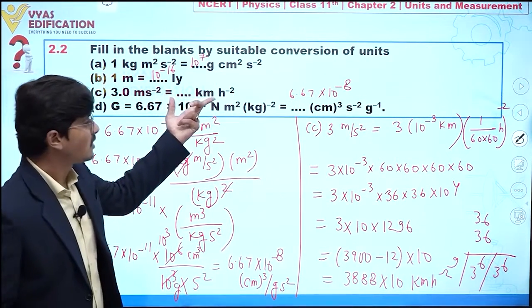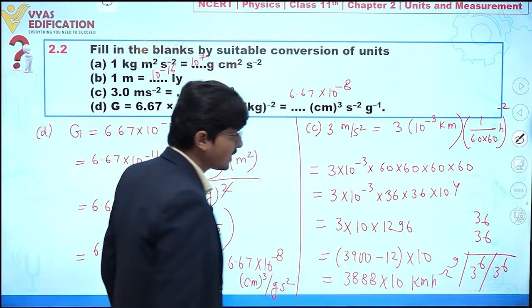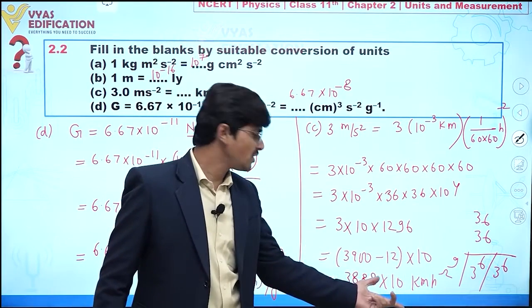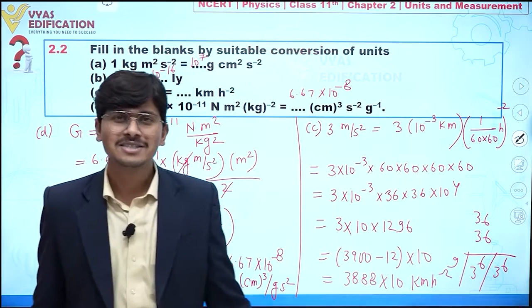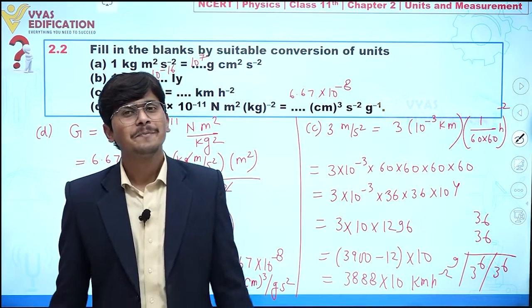Here we have this one, 3888 into 10 kilometer per hour square, clear. So this is all about this question.